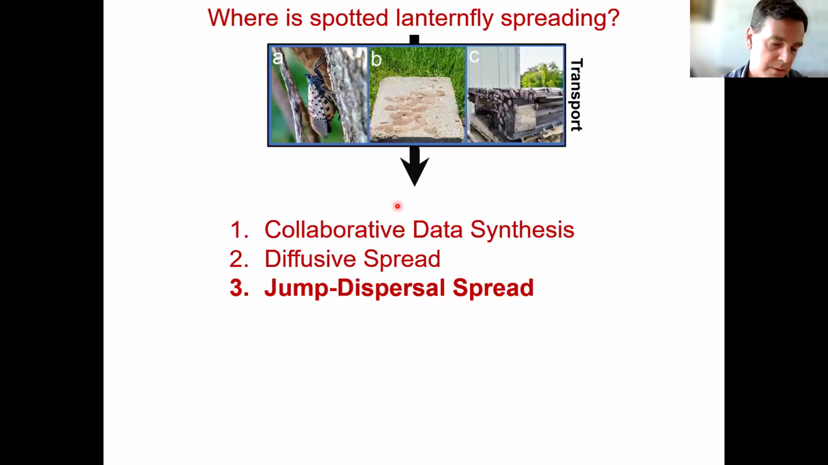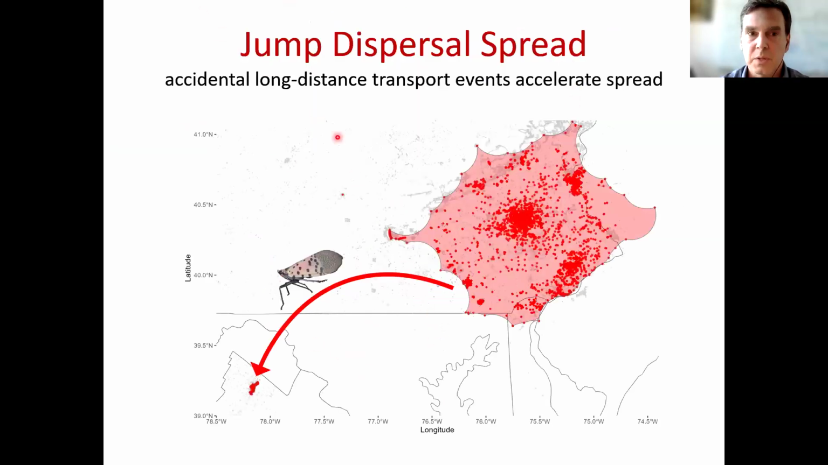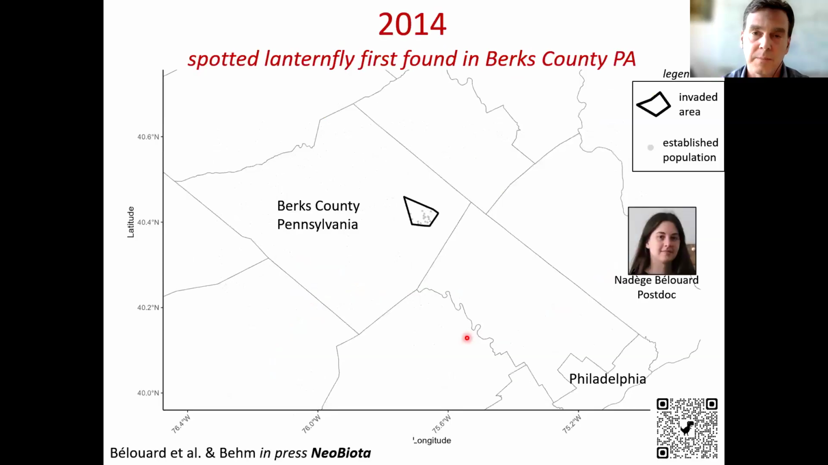So now I'm going to talk to you about the other component of spread, jump dispersal spread. Jump dispersal spread is the long distance transport events that occur whenever people transport a species really long distances. And here I'm going to show you some work by Nadège Villard, and she did work looking at this jump dispersal spread.